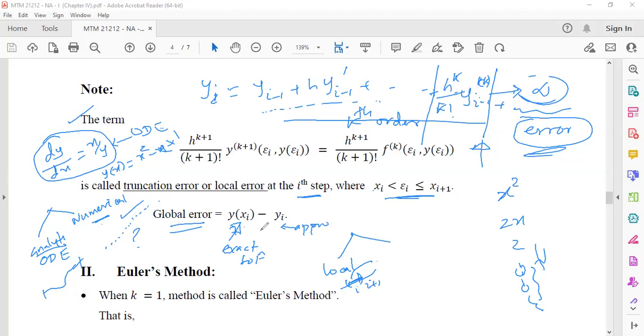So what if they ask you for the error? This is your exact solution, and this is the solution I got in the numerical way. Between them comes the error, which is the global error. It means the entire error of the problem. Hope you understood that.